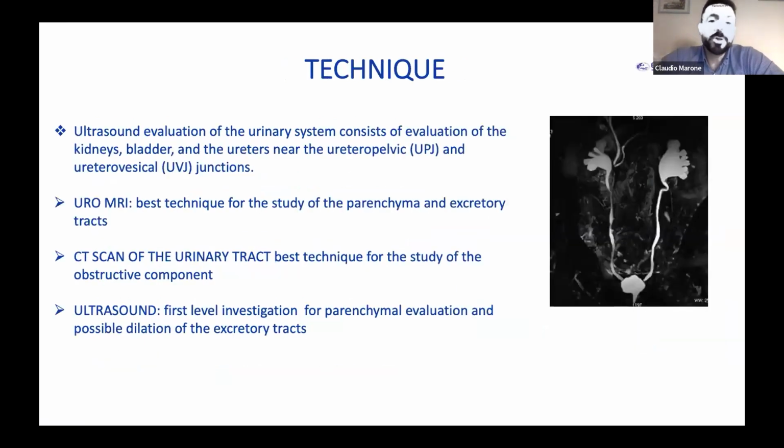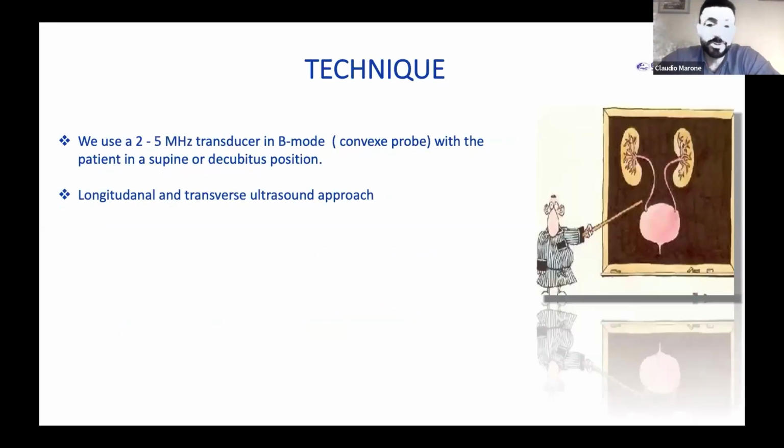So, of course, we are going to evaluate the kidneys, the bladder, and the ureters. But we have to say that other techniques like uro-MRI are the best for the study of the parenchyma and the excretory tract. The CT scan is the best technique for the study of the obstructive component, and the ultrasound, the POCUS, is the first level investigation for the parenchyma evaluation and the possible dilatation of the excretory tract.